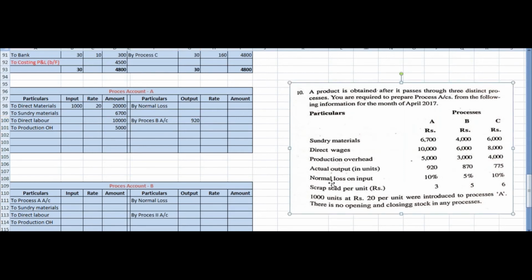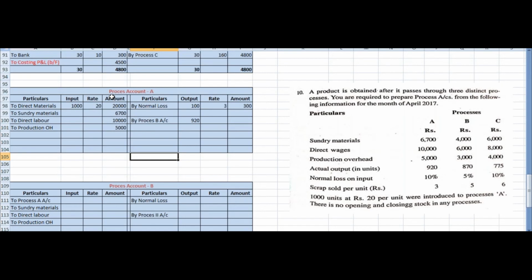Normal loss is 10%, how much does it come to? 100. Calculate and tell me. 100 units, rate 3, so 300. Now tell me, in this question, in process A, does abnormal loss or abnormal gain come? Think and tell me. Gain comes, sir.